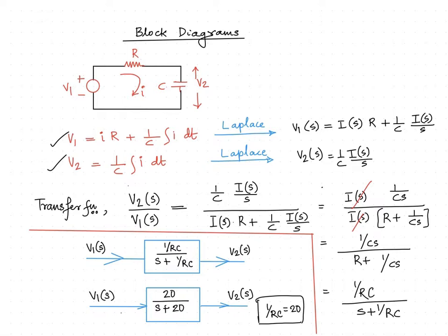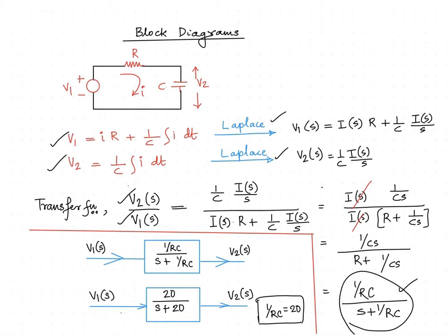We write equations for V1 and V2. Then we take the Laplace transform of the equations and we get V1(S) and V2(S). As per the transfer function definition, it is the ratio of the Laplace transform of the output to the Laplace transform of the input. So we take the ratio V2(S) by V1(S). And finally we end up with the result (1/RC) divided by (S plus 1/RC).